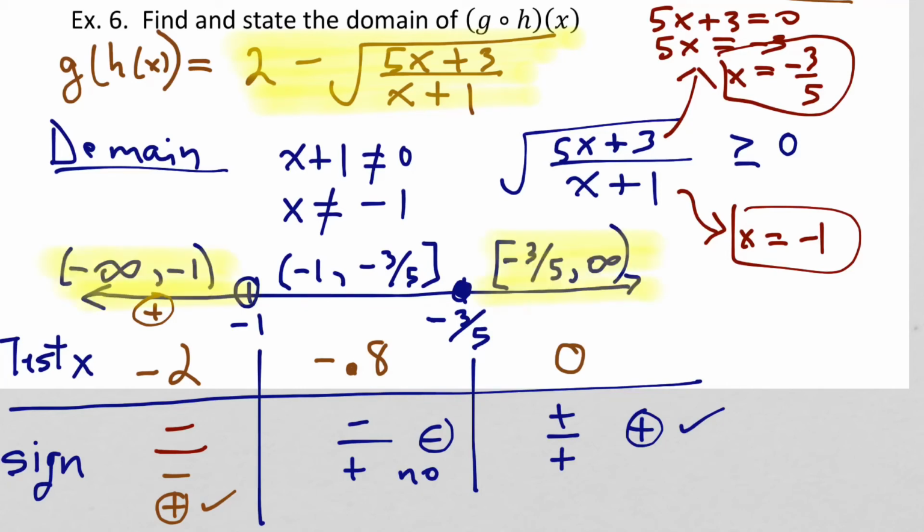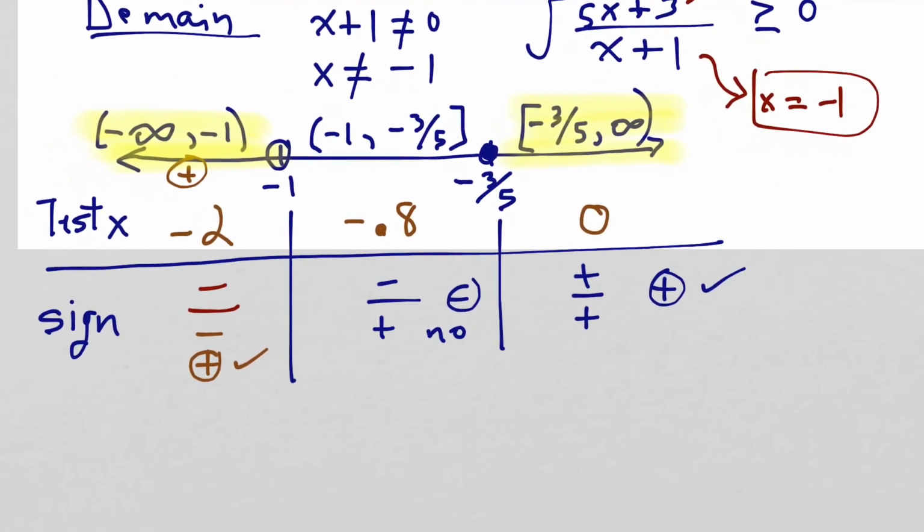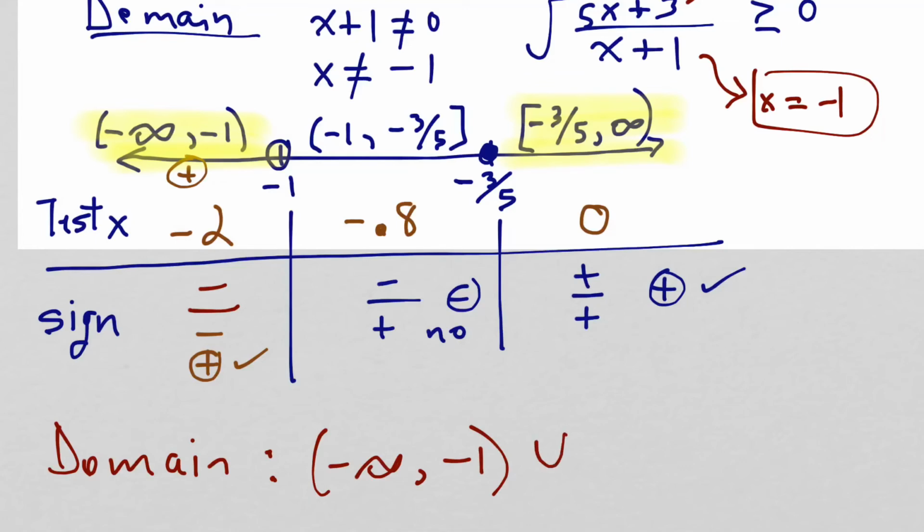So now if we just go ahead and write this with a union symbol, the way that we would express our domain here, the domain in interval notation is -infinity to -1, round bracket, union symbol, square bracket, -3/5, comma, infinity. And this is how we would express our domain.